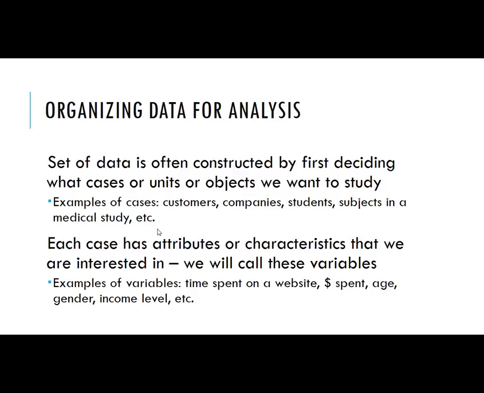So each case has attributes or characteristics that we're interested in. We're going to call each one of those variables. Examples of variables are, if I had my customers, the time spent on a website. If I'm trying to sell stuff online, it's how much time do I spend on a website, how much money is actually spent by a customer, what the age of that customer is, what their gender is, what their income level is, other pages visited, things like that. So variables are the characteristics or attributes of a particular object or case or unit that we are trying to study.